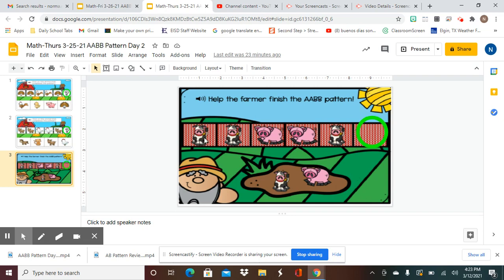So let's see. We have cow, cow, pig, pig, cow. So would pig be next or cow? Think about that. Cow, cow, pig, pig, cow, pig. One cow, one pig? No, that doesn't make sense because our rule tells us that we have two cows, two pigs, and now we need two cows. So our circle should be right there.